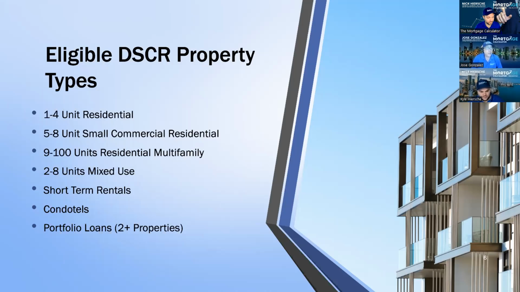Now, a couple of pointers. The 2 to 8 unit mixed use does allow for a commercial component, but just keep in mind that at least 50% of the units have to be residential in nature for that loan product. And for the 5 to 8 unit, as well as the 2 to 8 unit, as well as a 9 to 100 unit, the DSCR option for that is a little bit more lenient regarding the zip code.